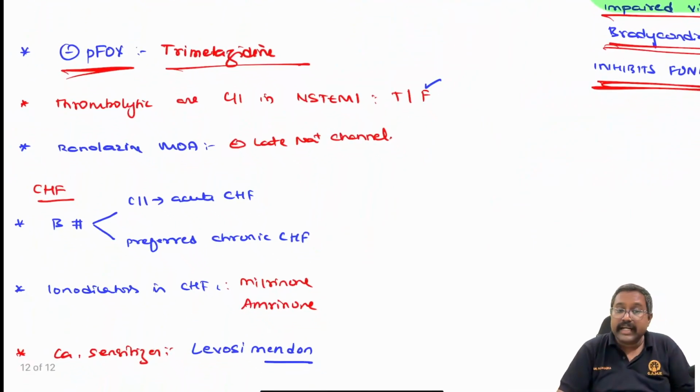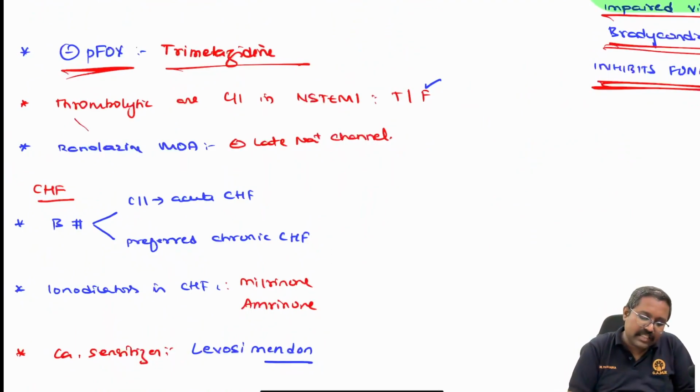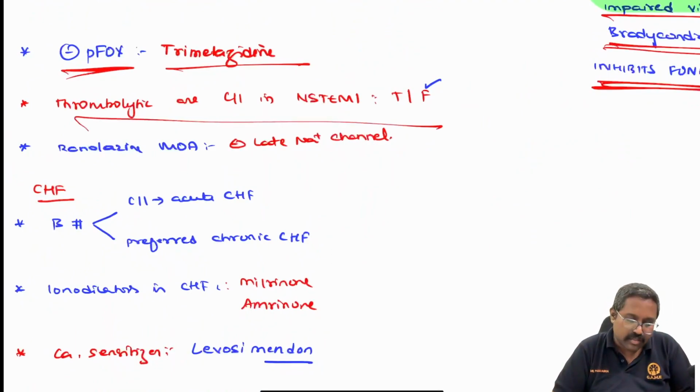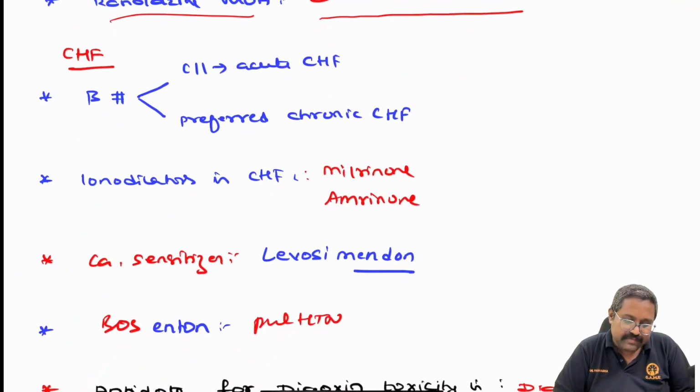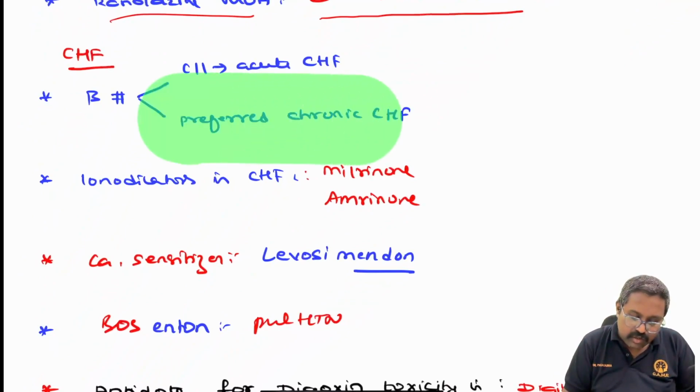Okay, thrombolytics are contraindicated in NSTEMI? So this is a false statement. This is the false statement. So what is the ranolazine mechanism? It inhibits the late sodium channel. So next, coming to CHF. Beta blockers, remember, are preferred in chronic only. It is preferred in chronic.